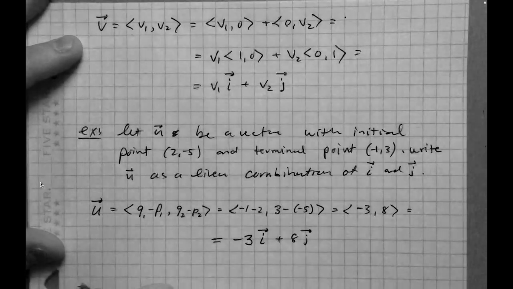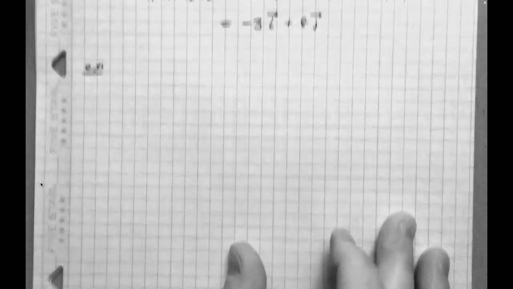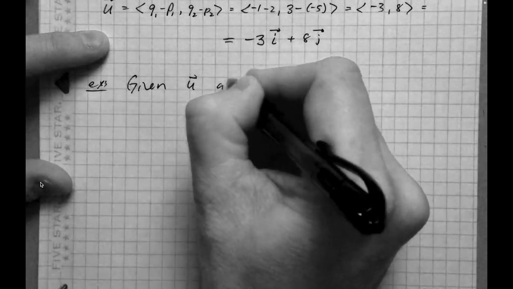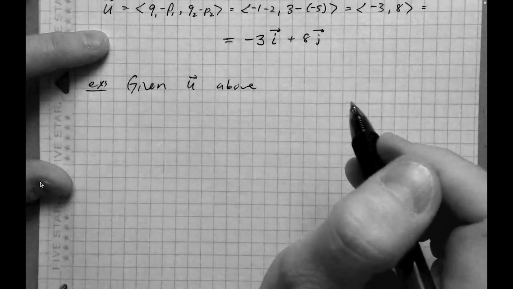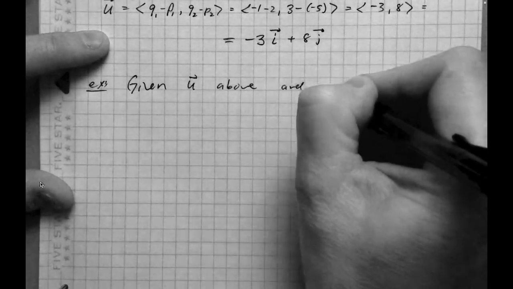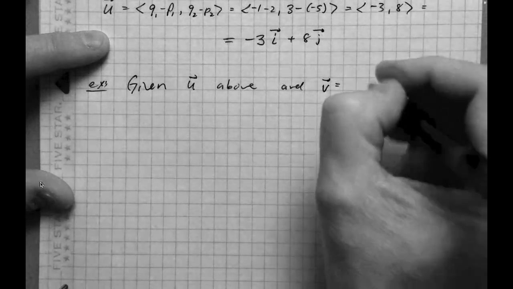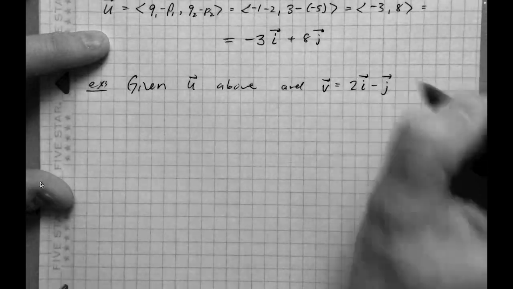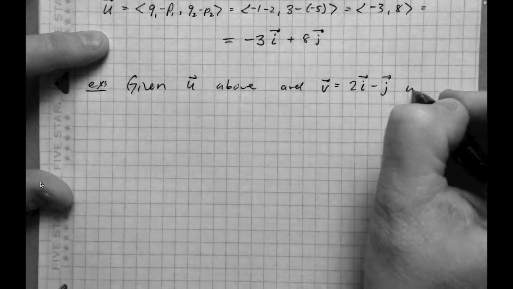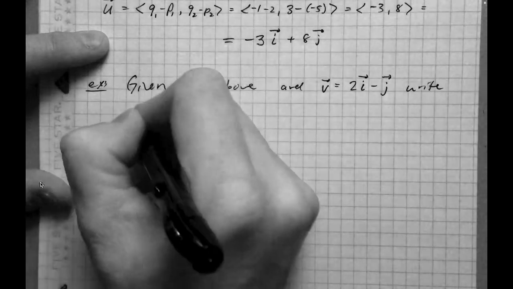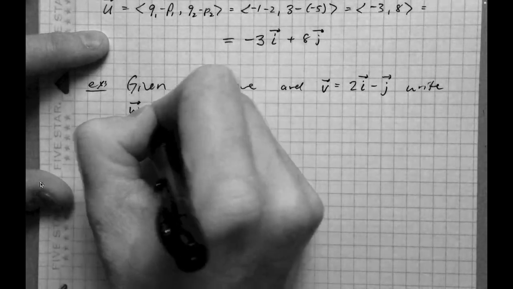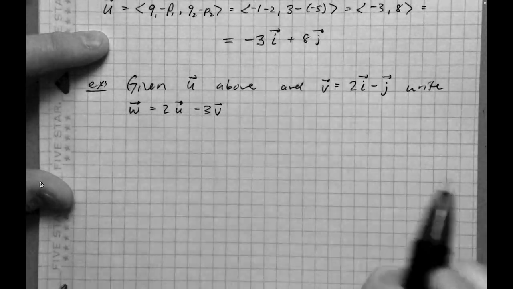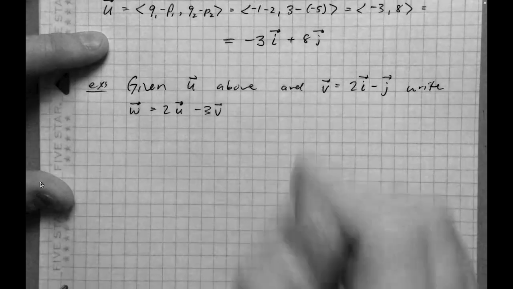Okay, let's do another example. Given u above, the one we just did, and v, let's say, is equal to 2 times the vector i minus the vector j, let's write w, which will be equal to 2 times u minus 3 times v, as a linear combination of i and j.